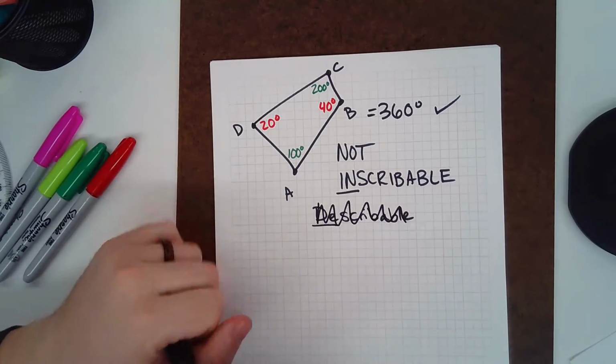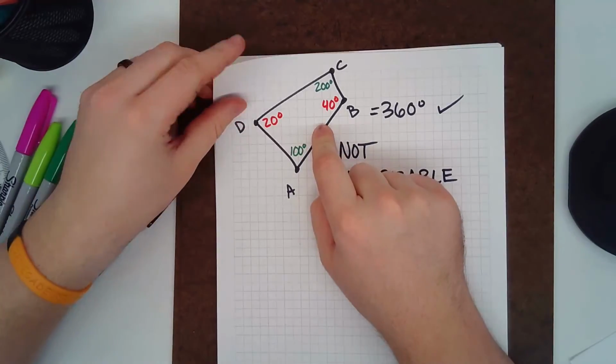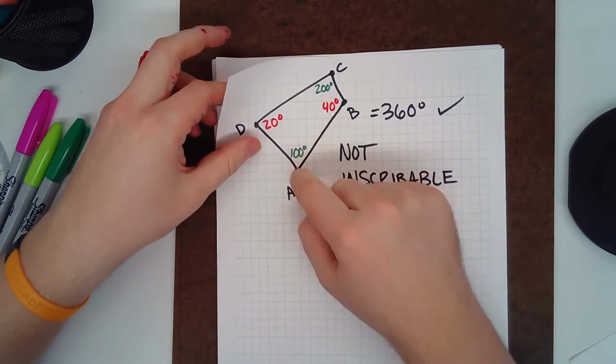All right, so cannot put this inside a circle. If the opposite angles were supplementary, then you would know you could put it inside a circle.